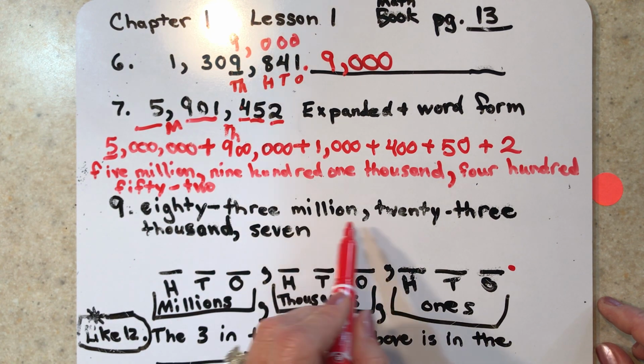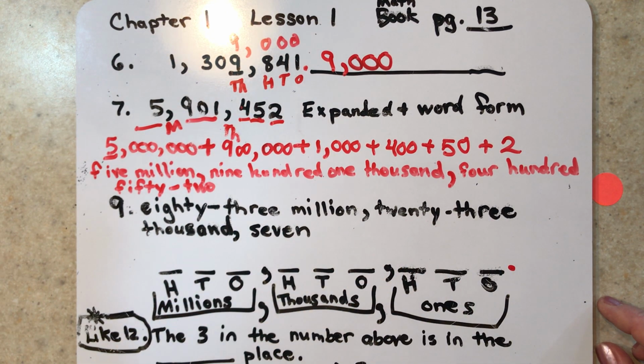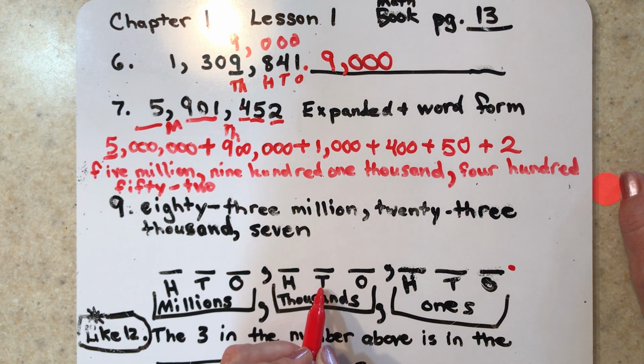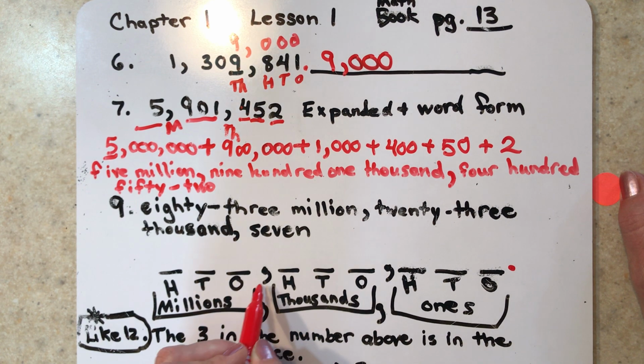So 83,023,007. I would say I've got my ones, my tens, my hundreds, then my comma. Now that was the ones period, I've got thousands, 1,000s, 10,000s, 100,000s. Put my comma, now I'm into the millions period. Ones, tens, hundreds, in the millions. Here we go.